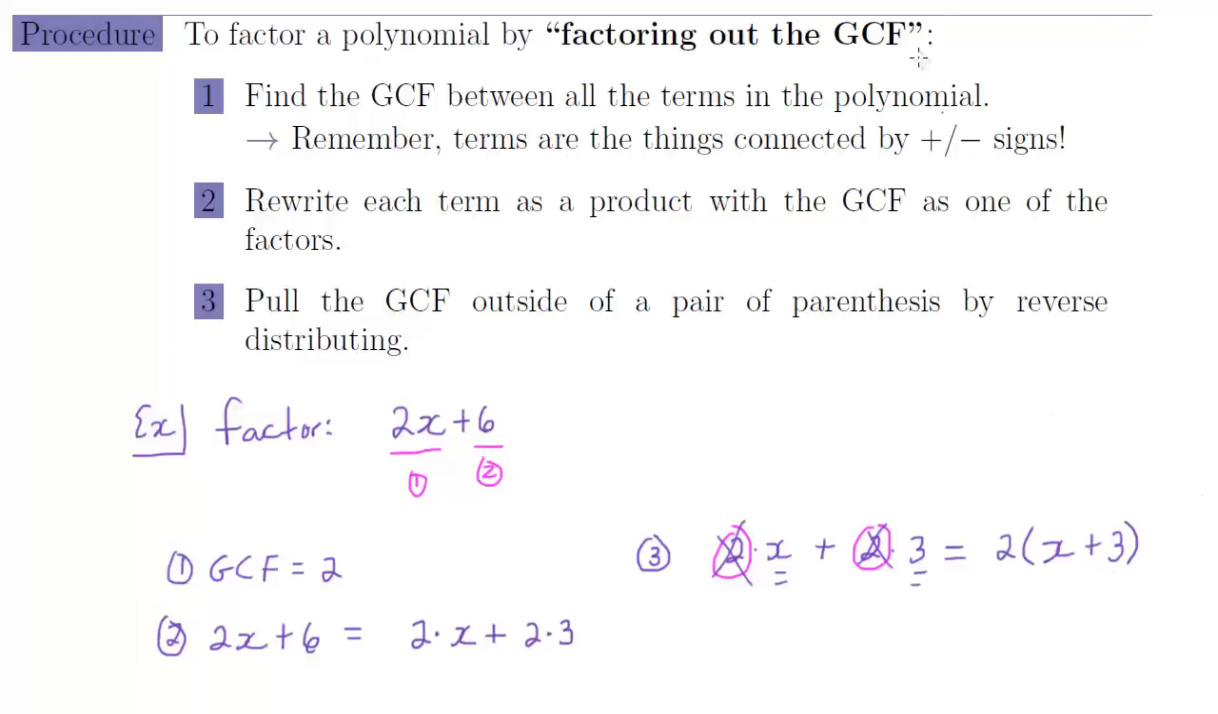And so now we've factored this polynomial because we wrote a product. It's 2 times (x plus 3). So that's the procedure to factor out the GCF, and we have plenty more examples down below, don't worry.